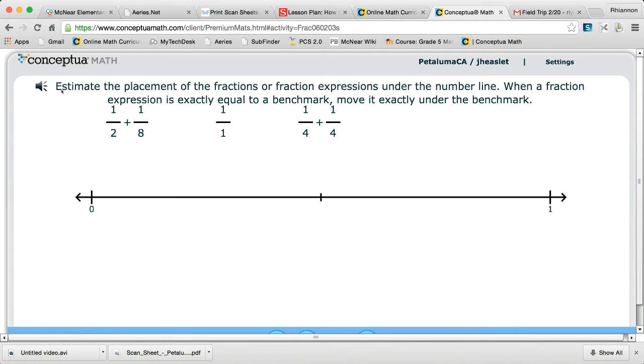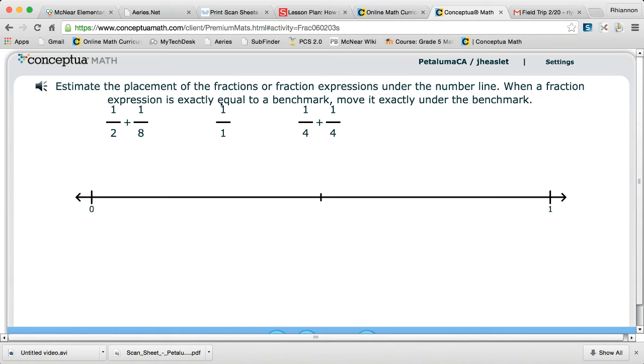If we look at the directions here, it says to estimate the placement of the fraction or fraction expressions under the number line. When a fraction expression is exactly equal to a benchmark, move it exactly under the benchmark. So our benchmarks are going to be 0, 1, and then a half. So basically where these tabs show up on our number line. Now I would suggest having a scratch paper if you need it to do the math for the whole fraction if you don't want to do mental math.